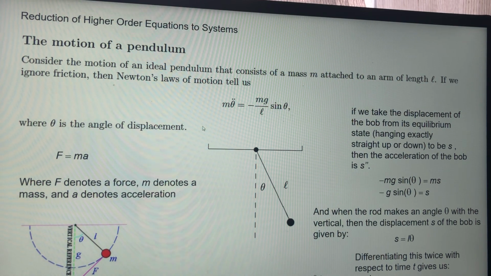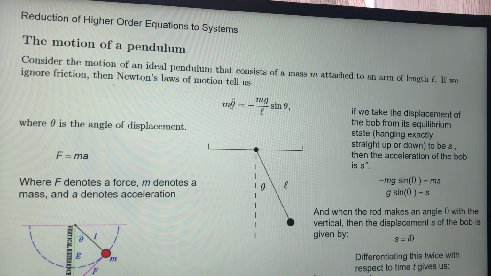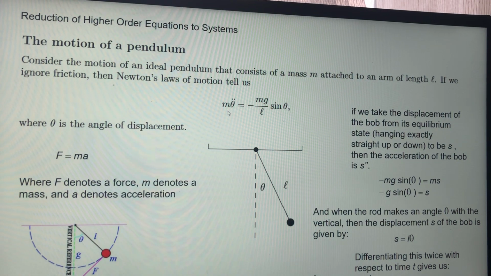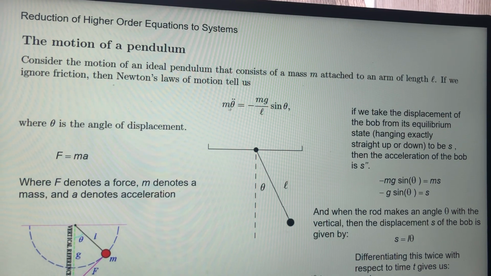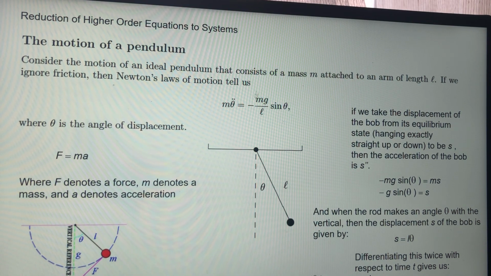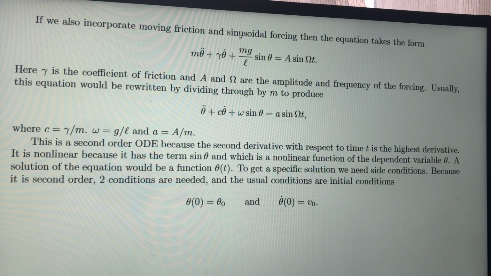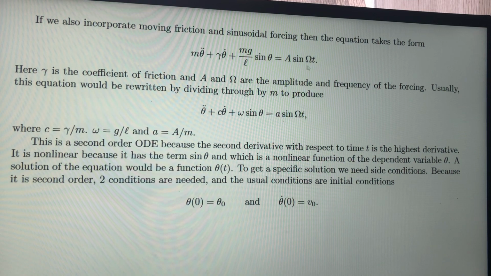Okay, and for the higher order equations, this is just an example for you, the motion of a pendulum. In general, according to Newton's law, theta is the angular displacement, and the derivative of theta is going to be the velocity, you know that. And here you go, this is how Newton's law of motion appears. If you want to add the moving friction and a sinusoidal forcing term, this is the forcing term, and this is the moving friction, you get a second order differential equation.